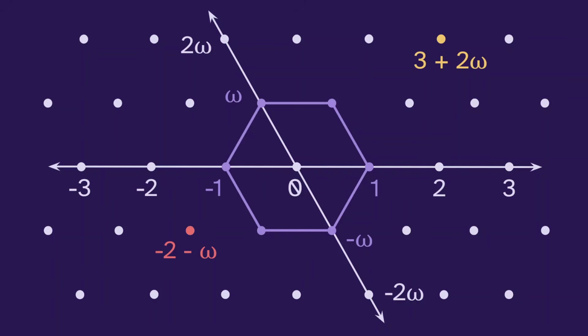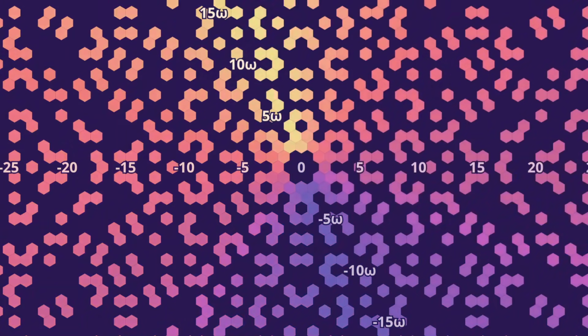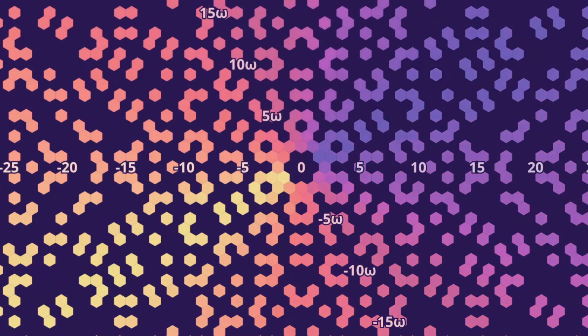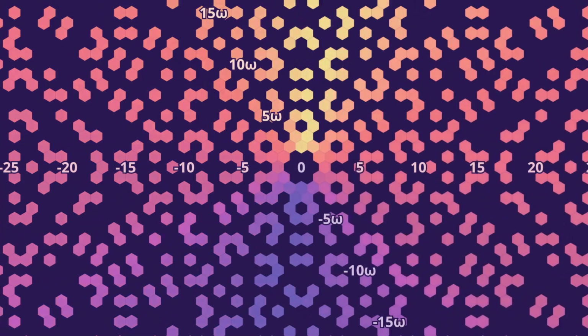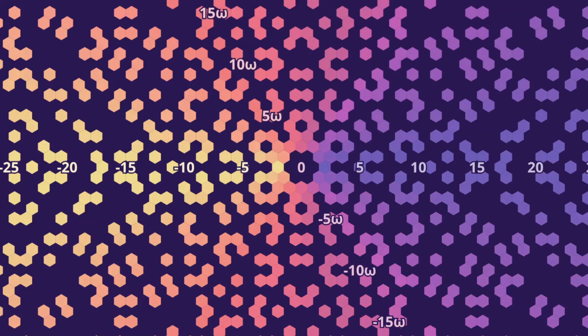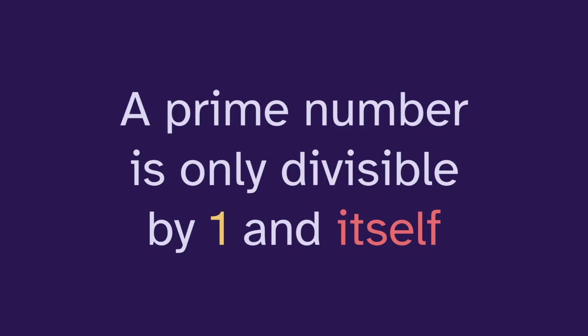Instead of representing each integer as just a point, we could represent them as a hexagon. And this is where we get this representation, where all of the primes are colored and all of the composite numbers are in black. But how do we know what's prime and what's composite? You may be familiar with the definition of a prime number being only divisible by 1 and itself. But this definition causes problems for the Eisenstein integers.